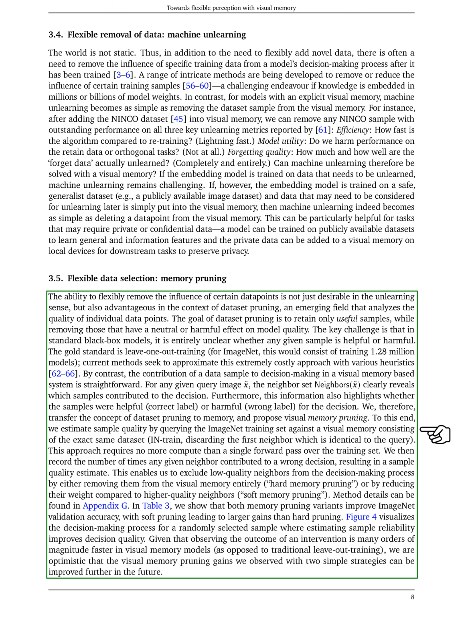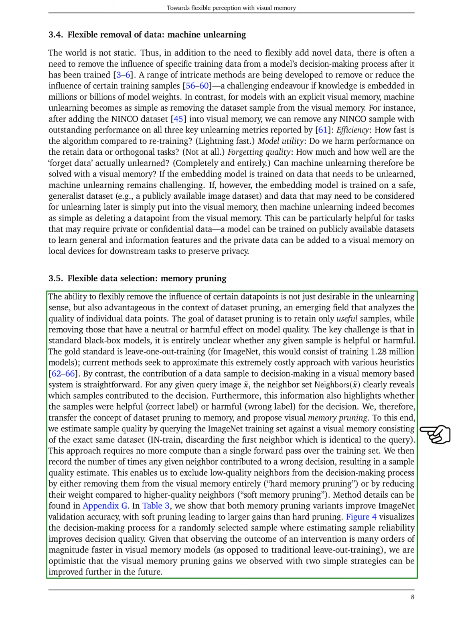For any given query image, we can identify the neighboring samples that contributed to the decision and assess whether they were beneficial or detrimental. We propose visual memory pruning, where we evaluate sample quality by comparing the ImageNet training set against a visual memory of the same dataset. This requires minimal computation and allows us to track how often a neighbor contributed to incorrect decisions, giving us a quality estimate. We can then exclude low-quality neighbors either by completely removing them or by reducing their influence.